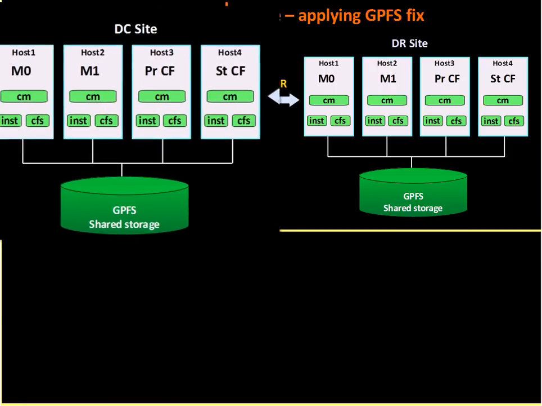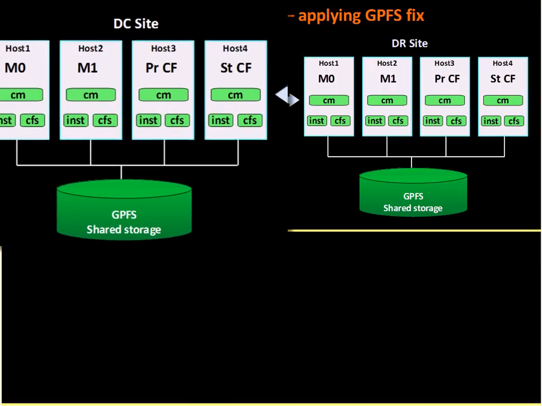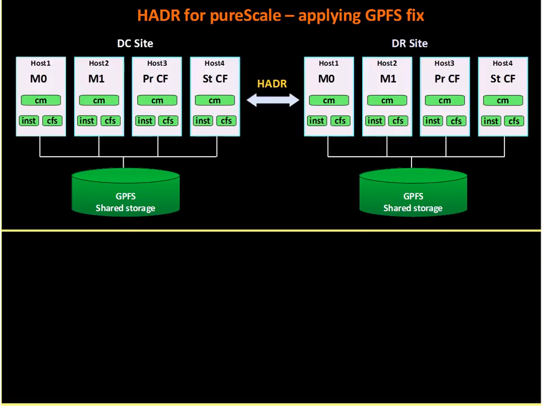DB2 pureScale is a cluster technology that provides extreme scalability and continuous availability. However, it does not provide protection from site failure. Starting from DB2 10.5, you can set up standby pureScale cluster at remote DR site, configure HADR between DC and DR, and sync up both of them online that will provide protection from site failures.